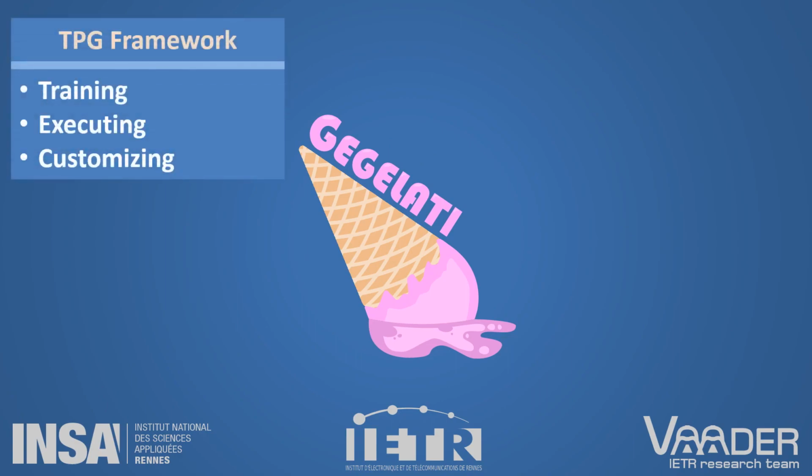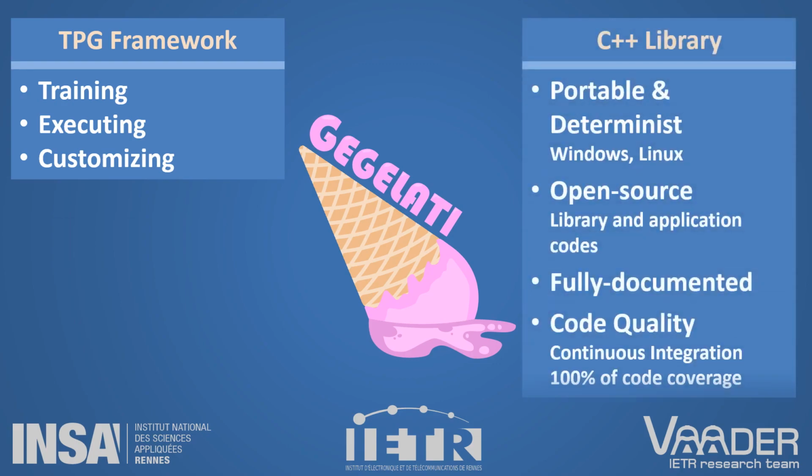GEGELATI is a framework for easily training and executing tangled program graphs in your own learning environment. GEGELATI was created by the Vaader public research team and is distributed as a C++ library. In order to make integration with your code as simple as possible, GEGELATI is portable and released under an open source license. The code of the library is fully documented, and continuous integration is used to ensure the quality of our code meets strict quality standards.